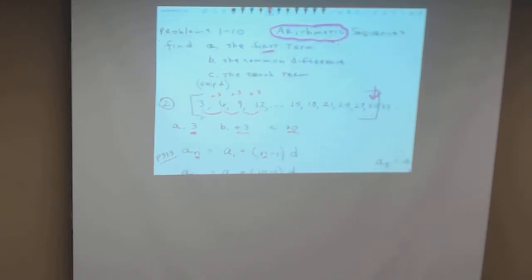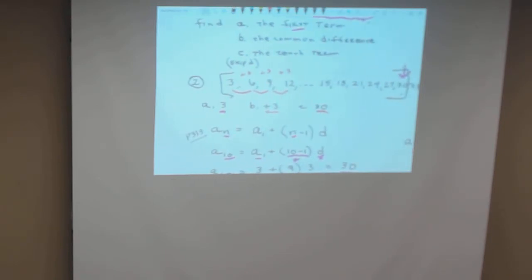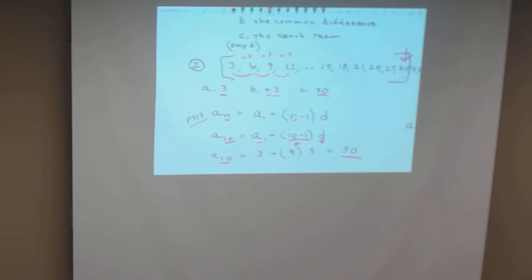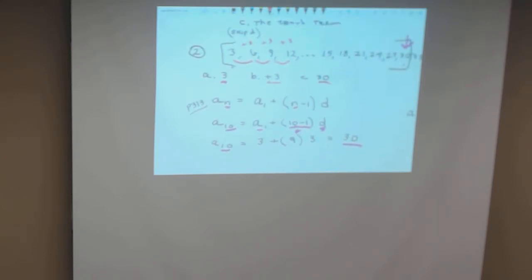You go, well, I read this topic before I came to class, and they show this cute little formula for finding the 10th term. It's on page 313. a sub n equals a sub 1 plus, parentheses, n minus 1, times d. d is the common difference. So I want a sub 10, so that's a sub 1, 3, plus 10 minus 1, which is 9, times the common difference, 3. Everybody follow that? That's how you use the formula. And sure enough, 3 times 9 is 27, plus 3 is 30. You just found 30.